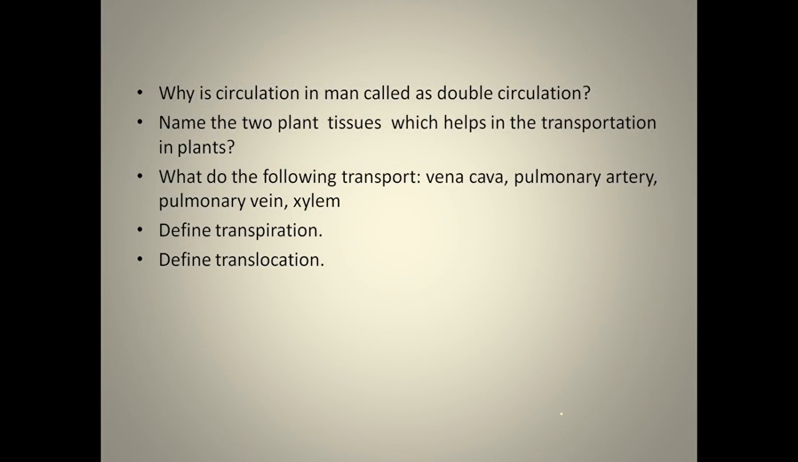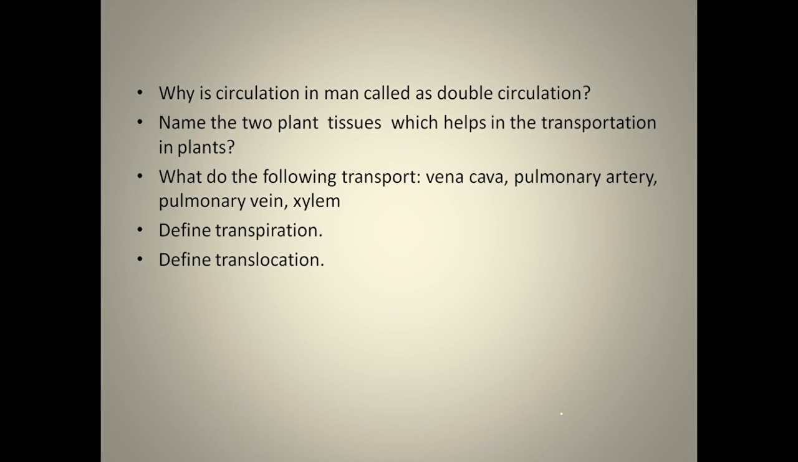Now we'll see the questions regarding both the sections, that is transportation in plants as well as transportation in animals. Why is circulation in man called double circulation? I hope I told it in the previous video itself. In double circulation, the blood passes through our heart twice, two times in one complete cycle of circulation. So it is called double circulation.